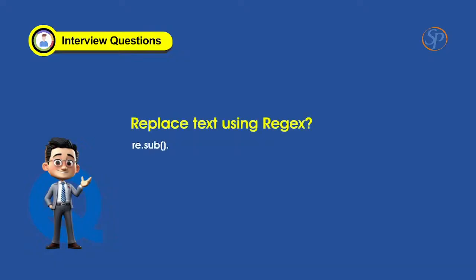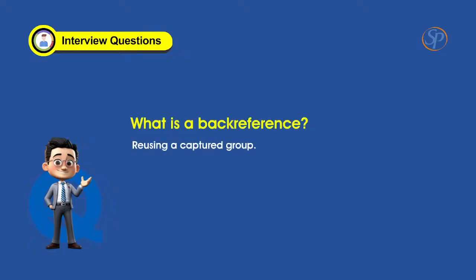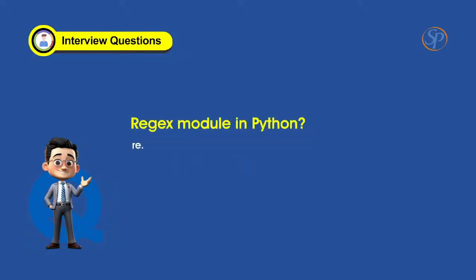How to replace text using regex? Use re.sub. You can replace everything. What is a backreference? Reusing a previously captured group. Which module handles regex in Python? re. Purpose of compile? Pre-compiles a pattern for faster repeated matching.